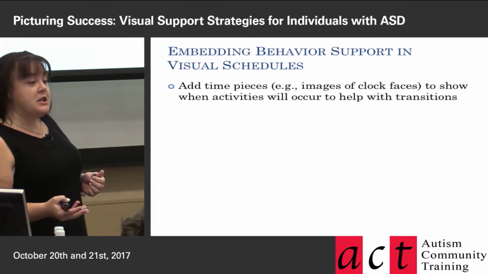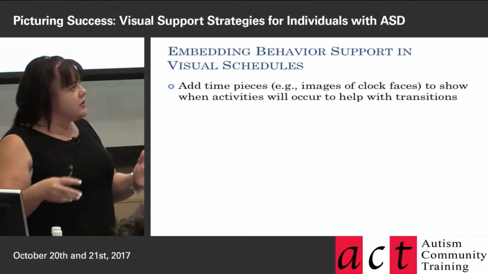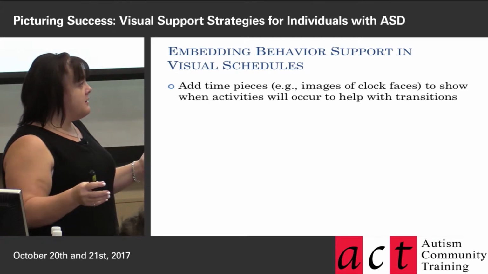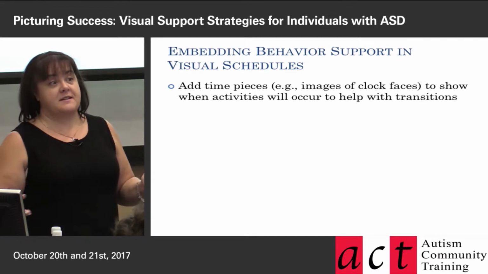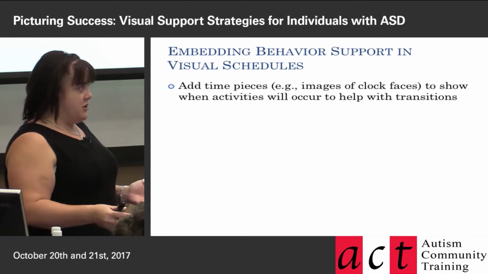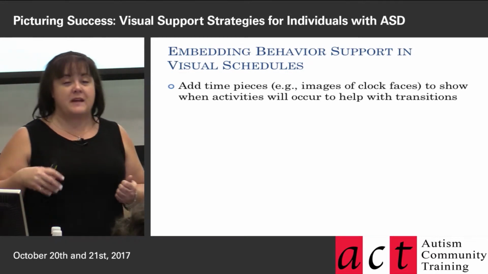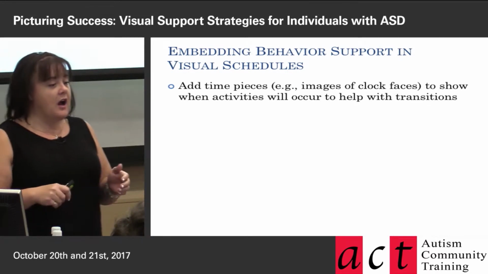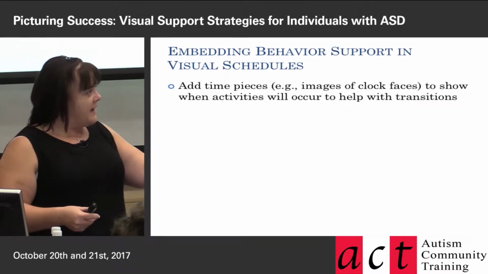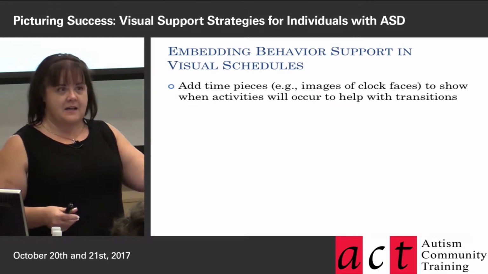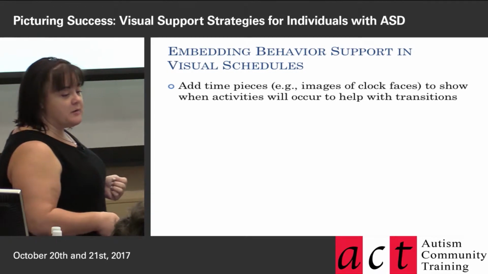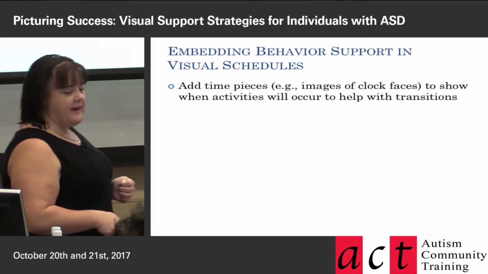A few of the other things that you can do around behavior support and your visual schedules. Just showing what's happening is sometimes sufficient, but not always. One of the things that we all have in our schedules is not just what we're going to do, but when we're going to do things. So we can add timepieces, images of clock faces, to show when activities are going to occur. I can have a little clock face that shows 9 o'clock, followed by the symbol of what happens at 9 o'clock. Clock face of 9:30, showing what happens at 9:30, so that individuals can do that. And I'll show you an example of that in a second.